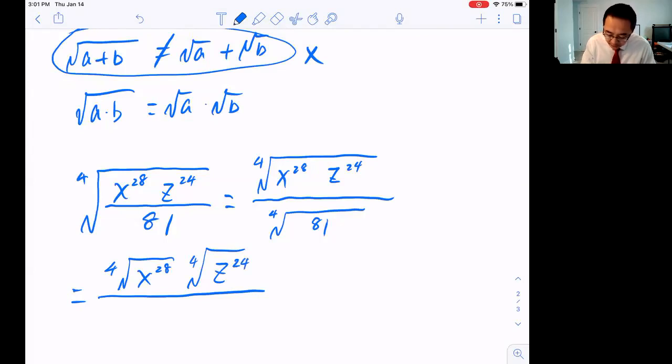And then the fourth root of 81 is what? That means a number multiplied by itself 4 times equals 81, right? So the fourth root of 81, you just have to figure it out. It is 3, because it's 3 times 3 times 3 times 3, 4 times. That's what the power means, right? So 3 raised to the fourth power means 3 times itself 4 times, right?